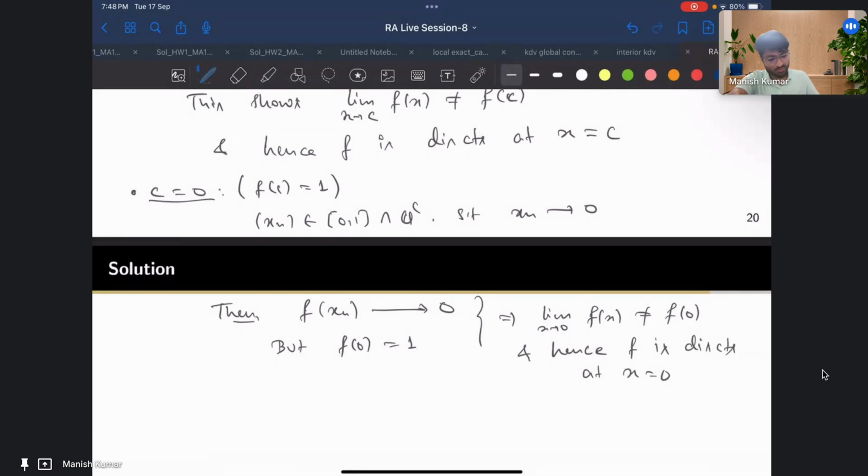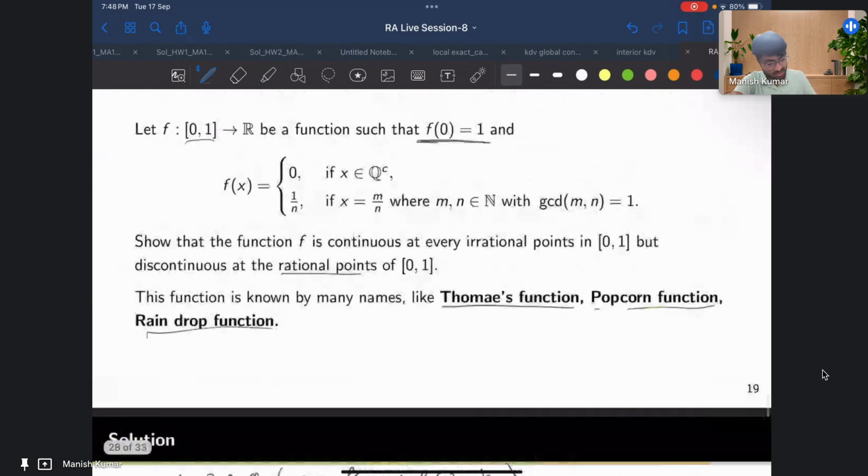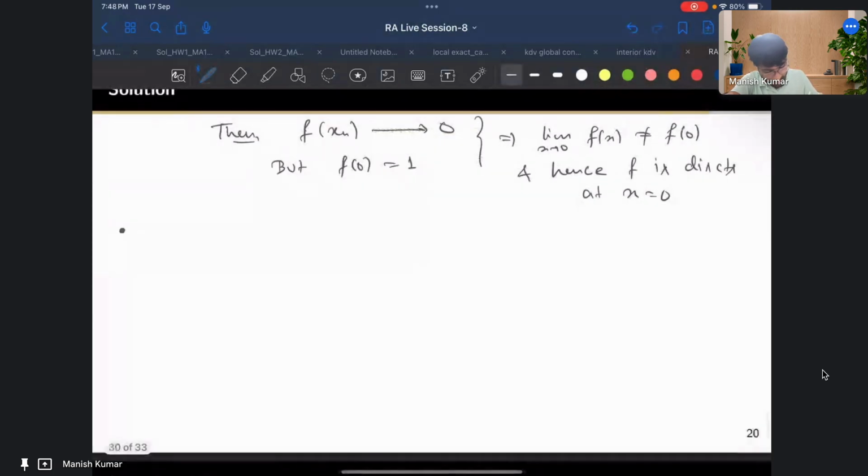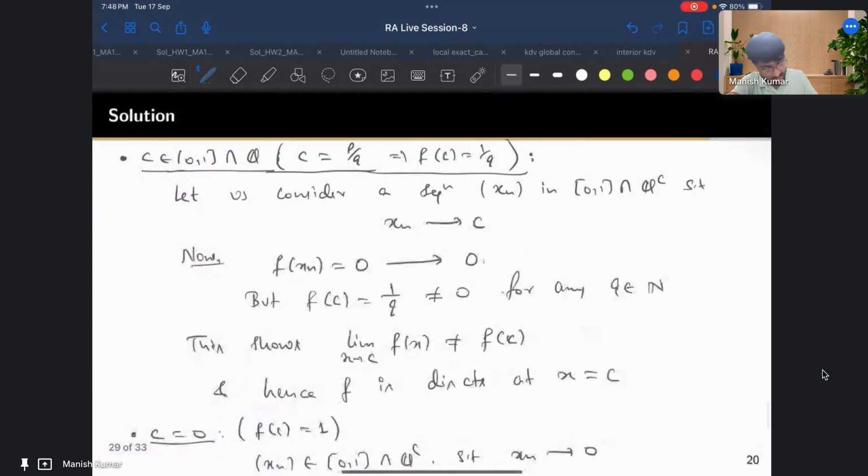So one part is done: f is discontinuous at rational points of (0, 1). This is what we have proved. Now let us try to understand how it is becoming continuous at irrational points. We'll try to look at that. So now the proof is like this. I'll again do the same thing as I was doing here. Like c, I'll choose.